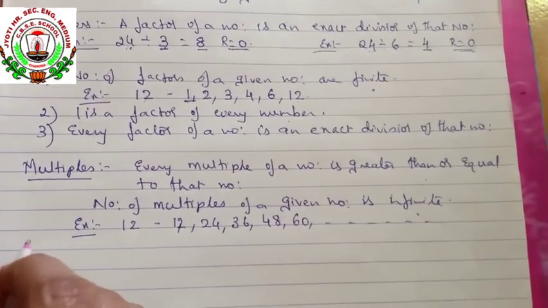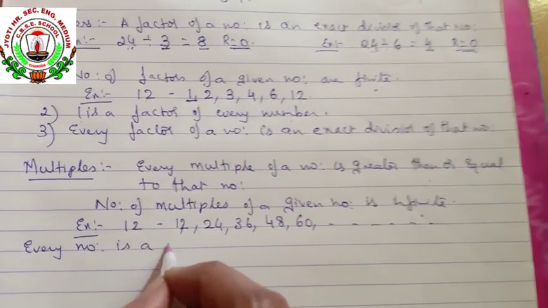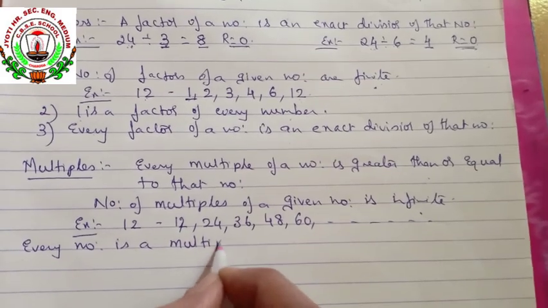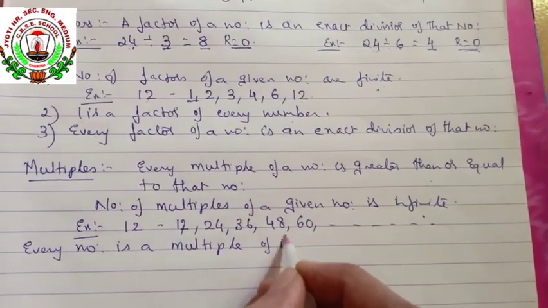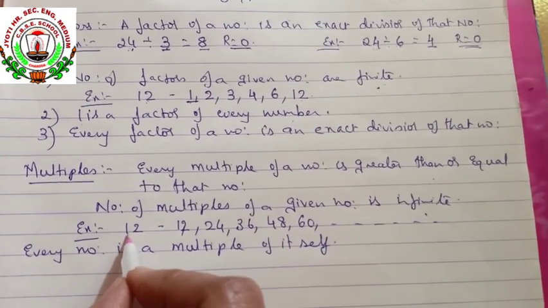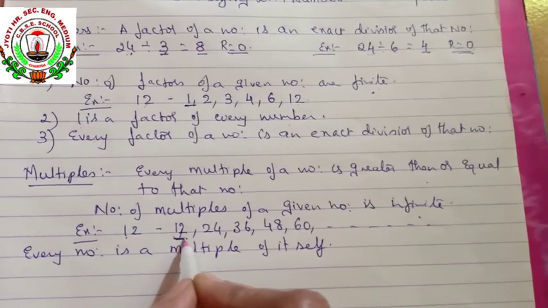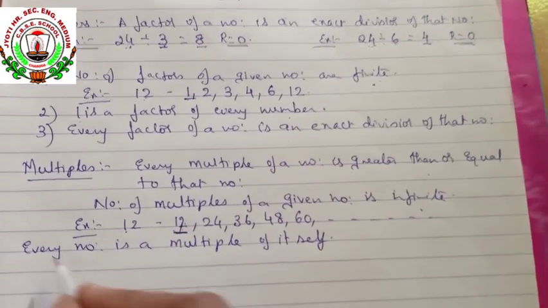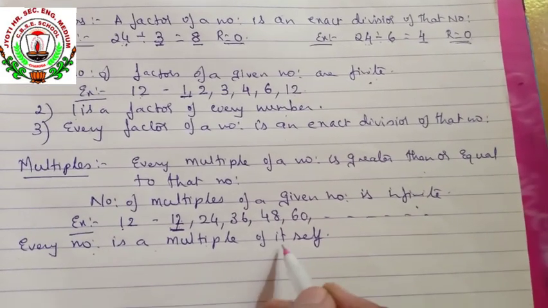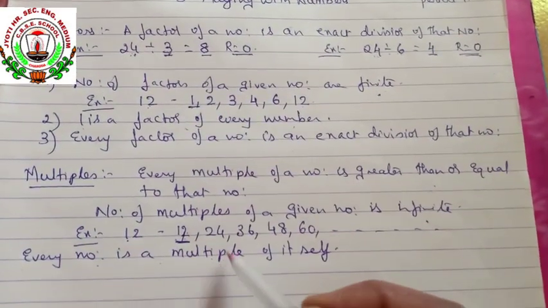Next one is every number is a multiple of itself. You can see we have taken an example of multiples of 12. We can see the multiples of 12. The first one is the number itself. So every number is a multiple of itself. This is factors, this is multiples.